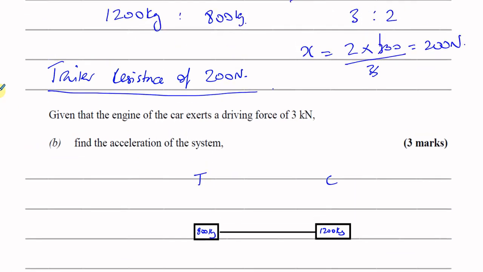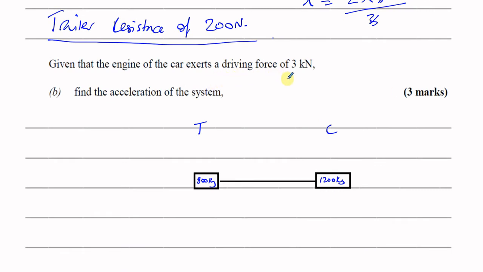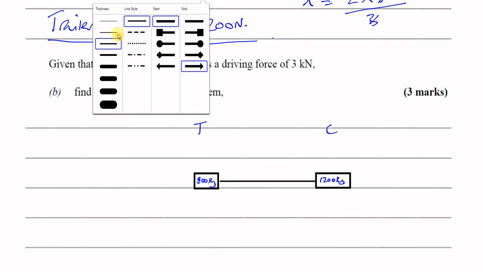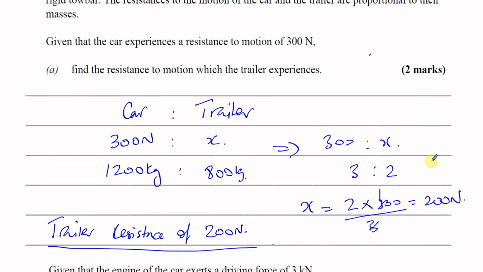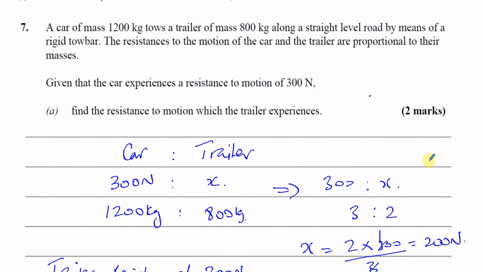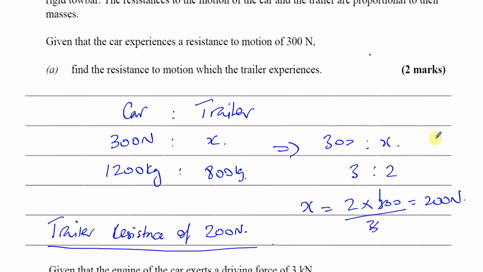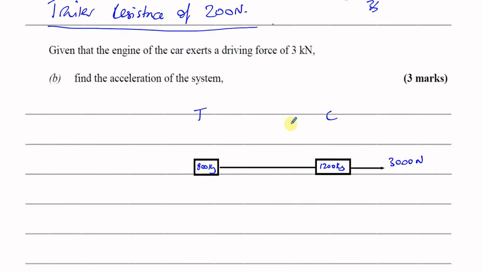The engine of the car exerts a driving force of 3 kilonewtons. So in the direction in which it's pulling the trailer, there's a force acting of 3 kilonewtons, which is 3,000 newtons, pulling the whole system. You've got resistances to motion of the car and the trailer. For the car it's 300 and for the trailer it's 200. So that's 200 newtons and that's 300 newtons.